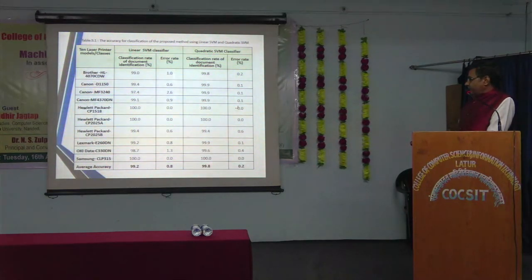In quadratic it is 99.8. The errors are very few. We are getting 100% classification accuracy with all these 10 different models which we used to identify. This is one of the best papers. We have got the best paper award for this also.